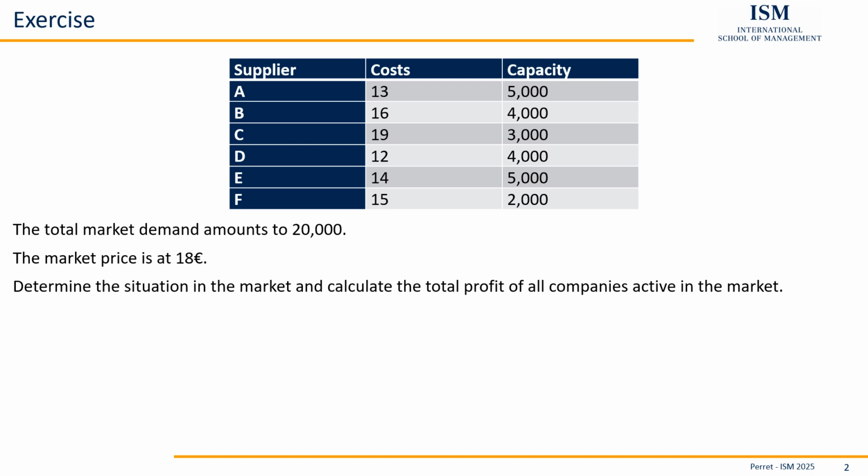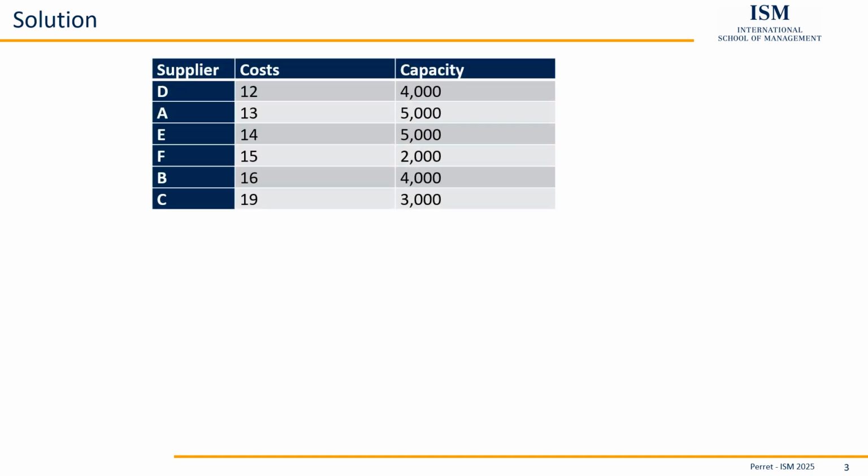Our task then: determine the situation in the market, so how many market players will be there and how much will they each contribute to the market, and calculate the total profits of all of the companies active in the market. To realize this goal, I copy the table from the exercise, but I'm going to rearrange it. I'm going to order the suppliers with regard to costs in an increasing fashion, starting with the supplier with the lowest costs and arranging them up to the supplier with the highest costs.